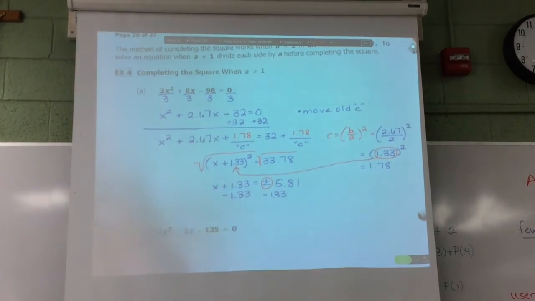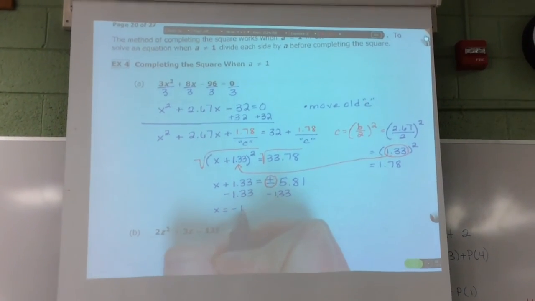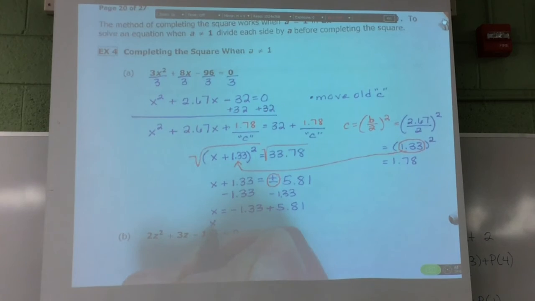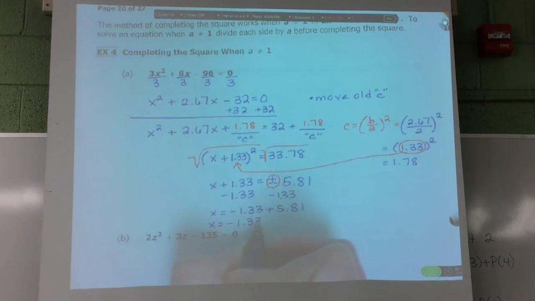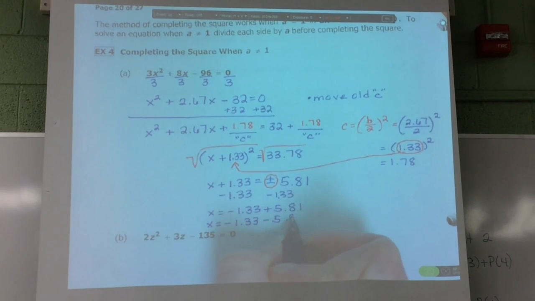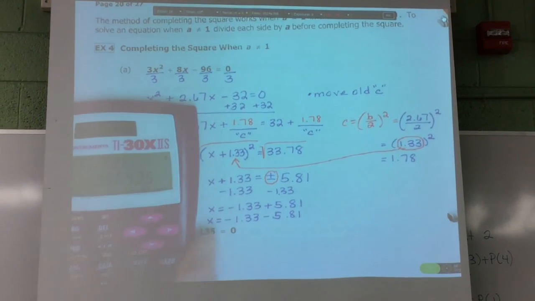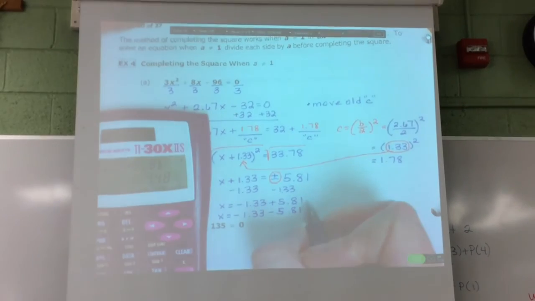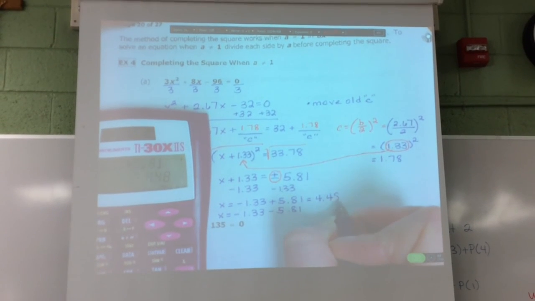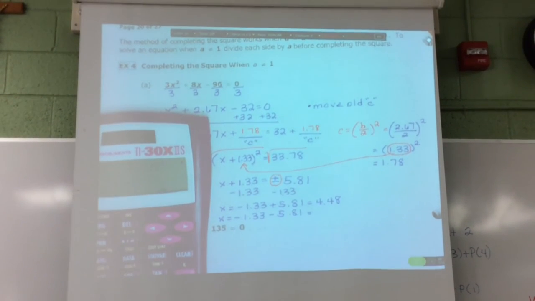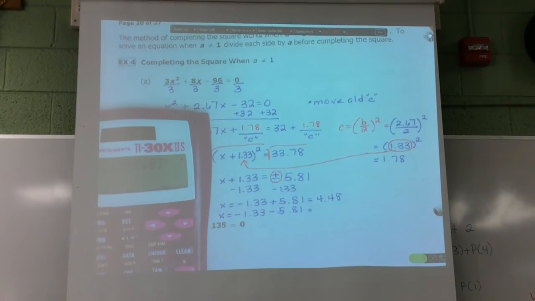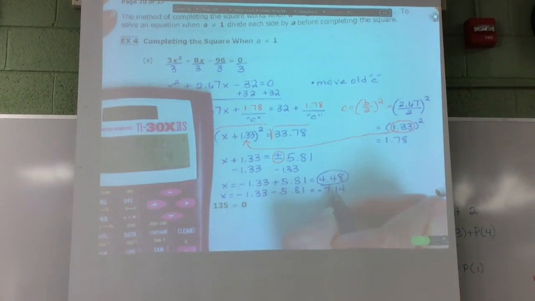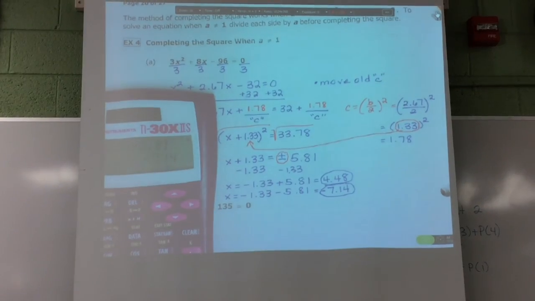So I've got two answers. x equals negative 1.33 plus 5.81. And x equals negative 1.33 minus 5.81. And we're going to put both of those in our calculator. So I've got 4.48. And over here, negative 7.14. So these are my two answers. And that's a wrap.